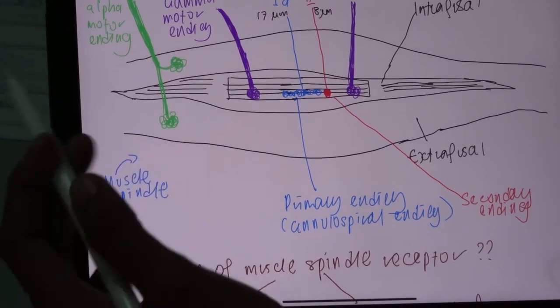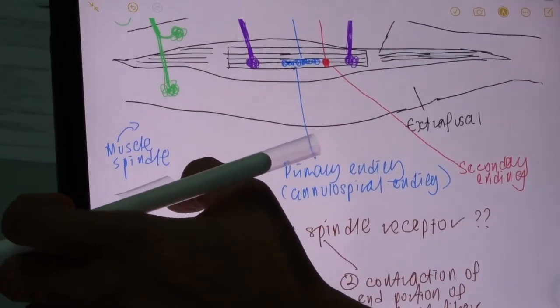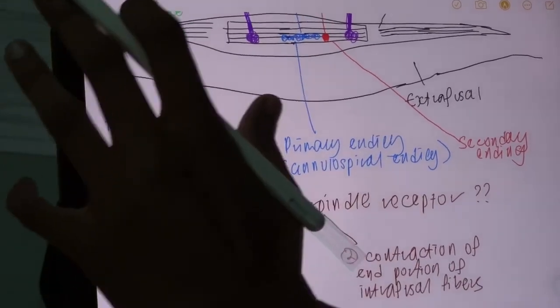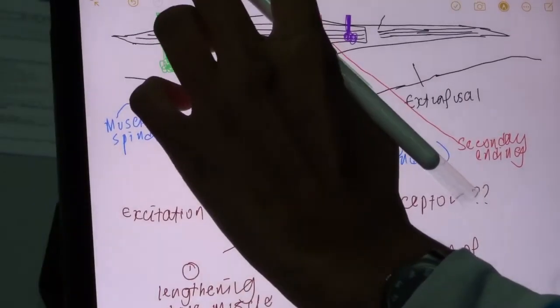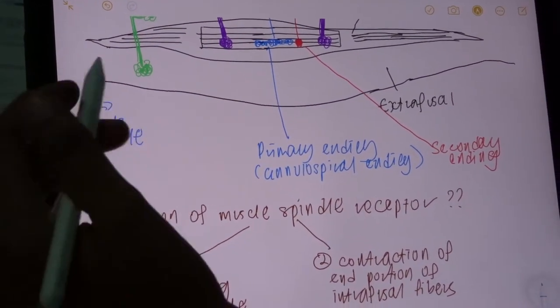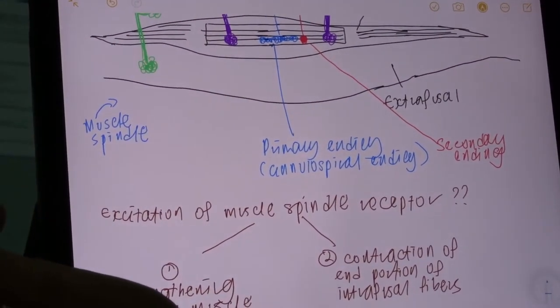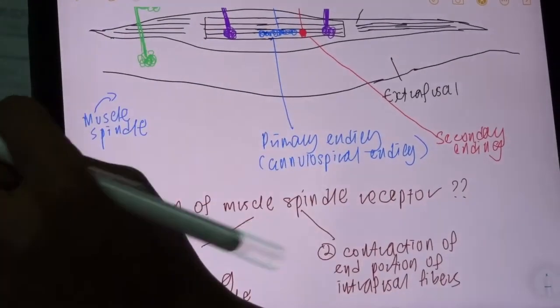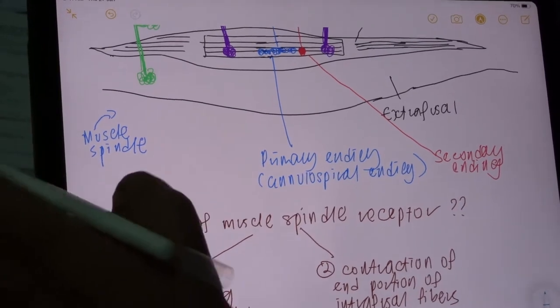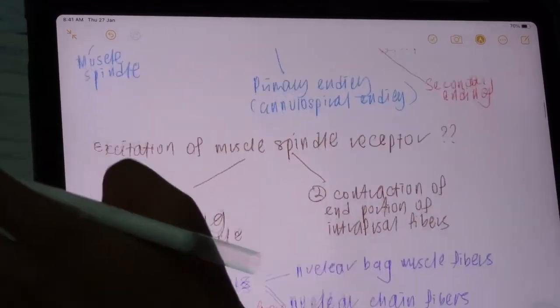How is this muscle spindle excited? Basically, if there is lengthening of the whole muscle, then the muscle spindle will be excited. Second, contraction of the end portion of the intrafusal fibers will also cause the muscle spindle to be excited.